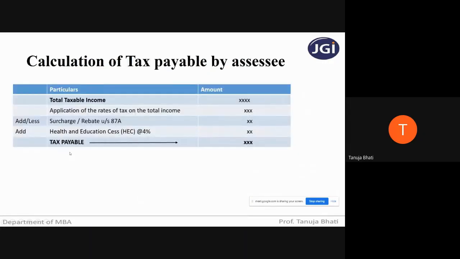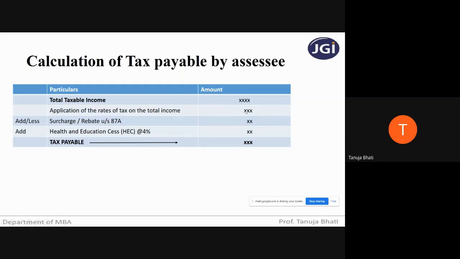So that's it. Then let us see how to calculate the tax payable by an assessee. So first, we have already seen in lecture number 2 how to calculate total taxable income or total income. We get that amount. Then depending upon what type of assessee he is, we will apply the tax rates on the total income. We get the tax payable. We add surcharge. We less rebate depending on the total income. Surcharge will be charged on this tax to be payable.